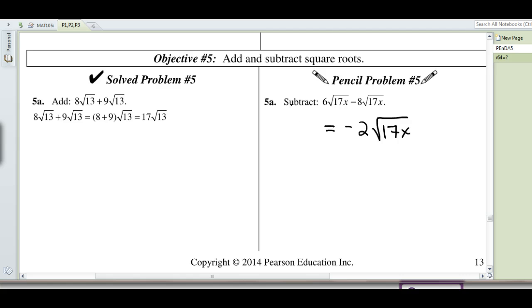So basically, remember we discussed like terms. Like terms are similar as long as everything that comes after the regular numbers looks identical. 6 is a regular number. Square root of 17x is complicated, but the square root of 17x comes after negative 8 too. So we can just add the regular numbers and keep the complicated part at the end.